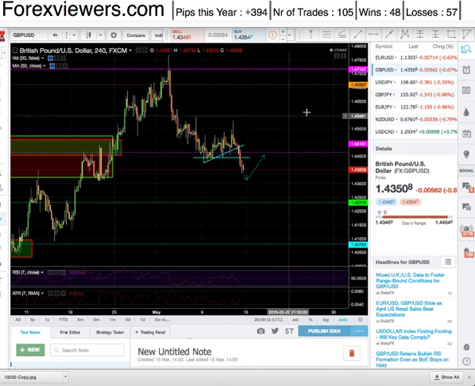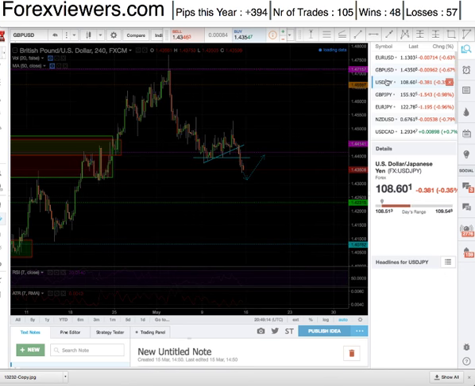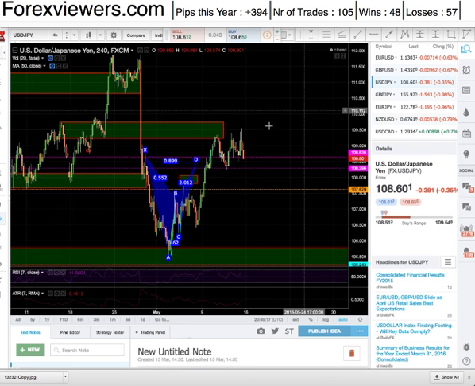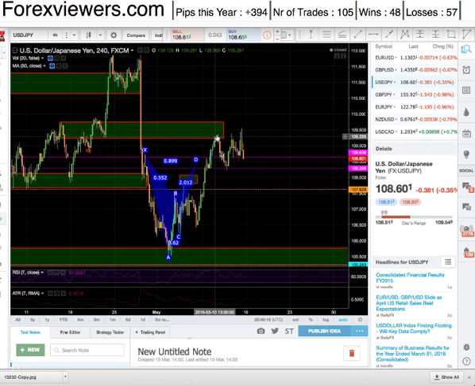All right. So let's continue. Dollar yen. We did in fact come up. This was the level we talked about earlier this last week. We did in fact come into this level right here. We got a drop, a push, a drop, a push, a drop.